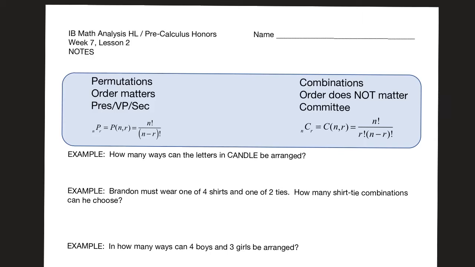Week 7, Lesson 2. In the box at the top of the screen, you are seeing the difference between permutations and combinations. The first really important thing is that on permutations, the order matters.